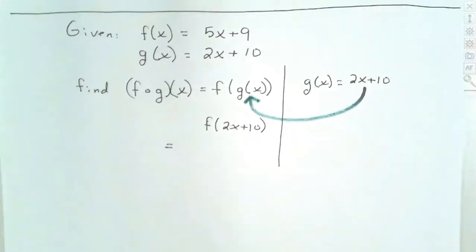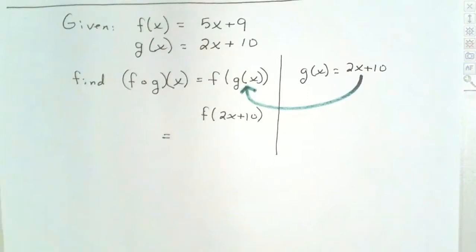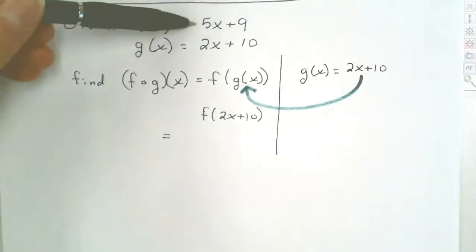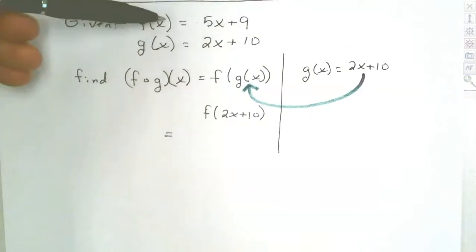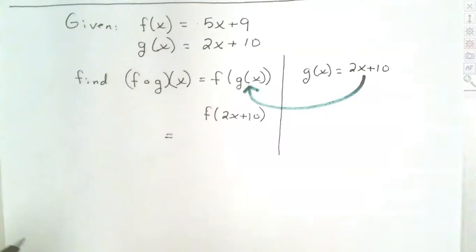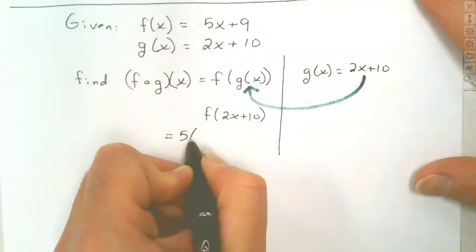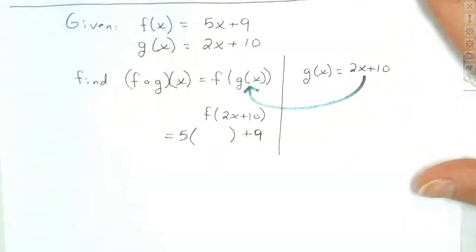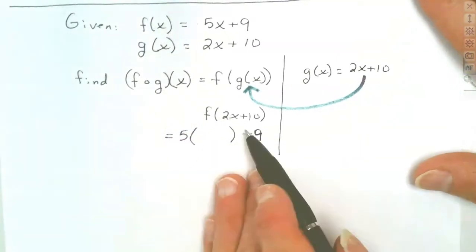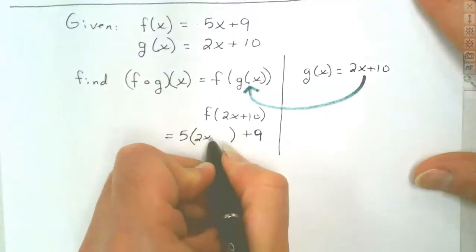And this is where students sometimes struggle a bit. Easiest way to do this is we look at our function. We're on the f function, which is here. I want you to write it out with parentheses wherever there's an x. So wherever you see an x in that f function, I want you to use a set of parentheses. So we have 5 parentheses plus 9. And what's going to go inside of our parentheses? 2x plus 10.